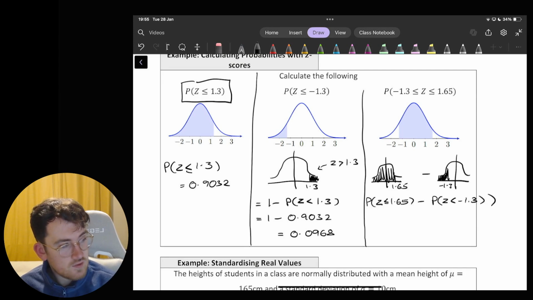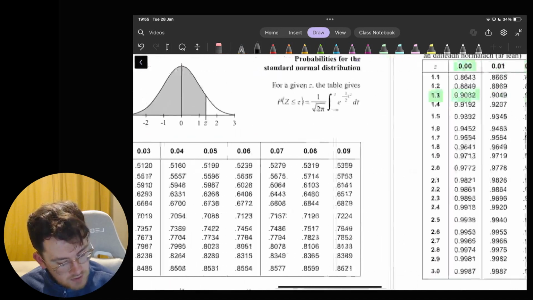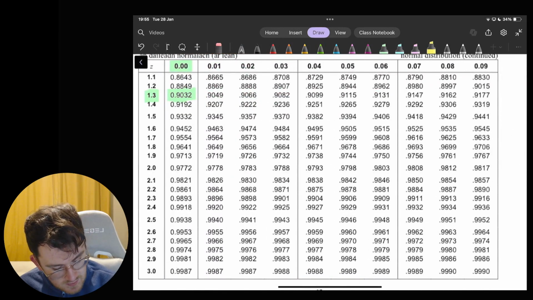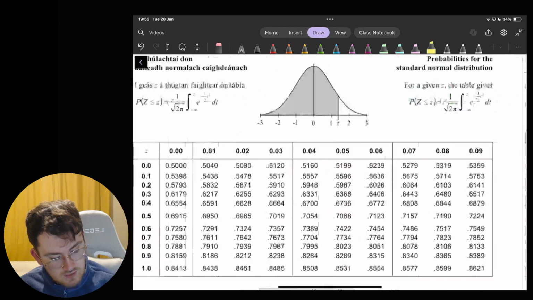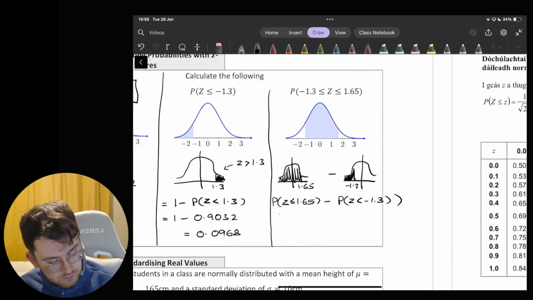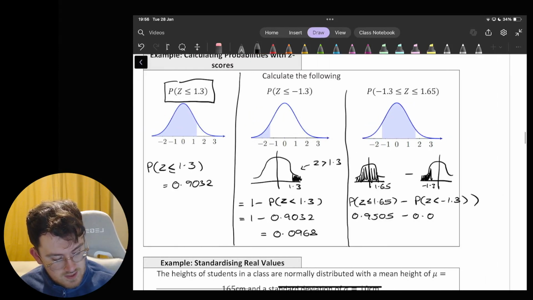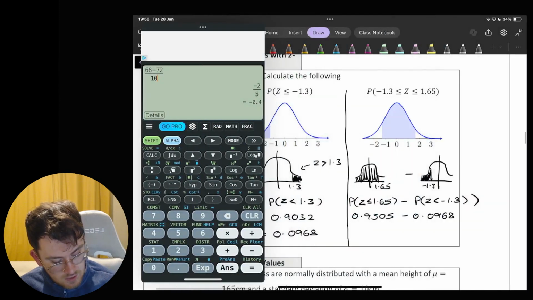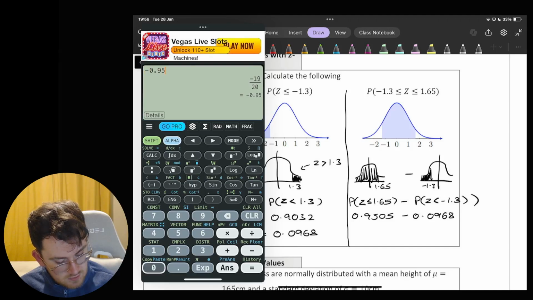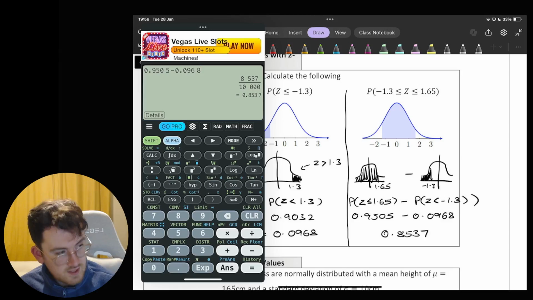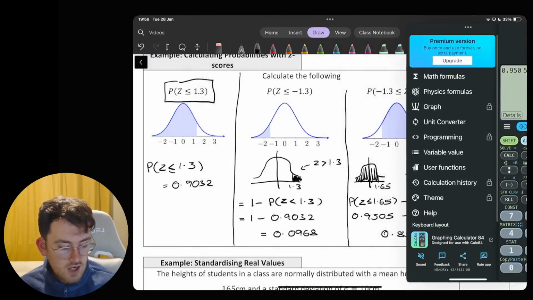Some of these we've already identified, some of them we haven't. 1.65, let's have a look at that one here. 1.6 is here, and then 5 is here, so that's 0.9505. The probability that z is less than minus 1.3 was our answer from the previous example. We can combine those together: 0.9505 minus 0.0968 is 0.8537. So you can see there's a lot of work to be done.